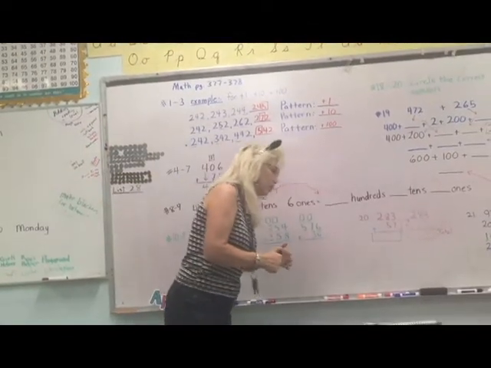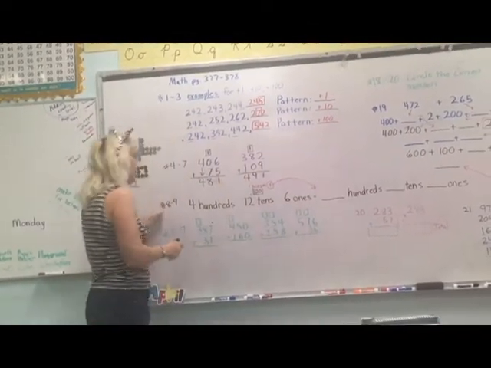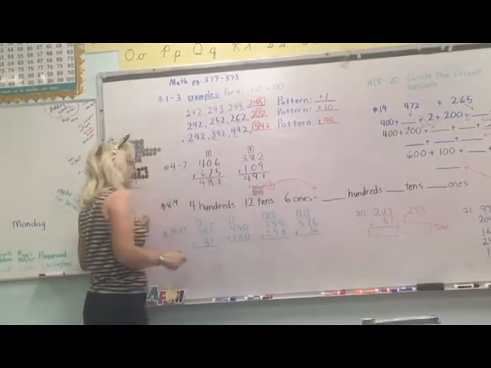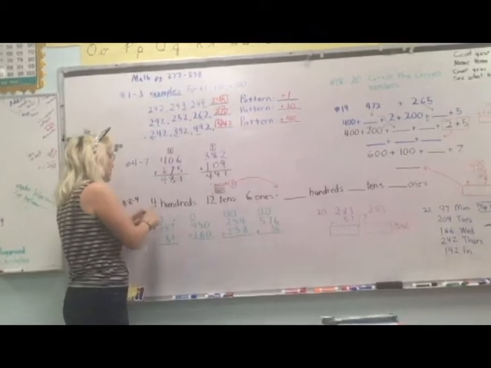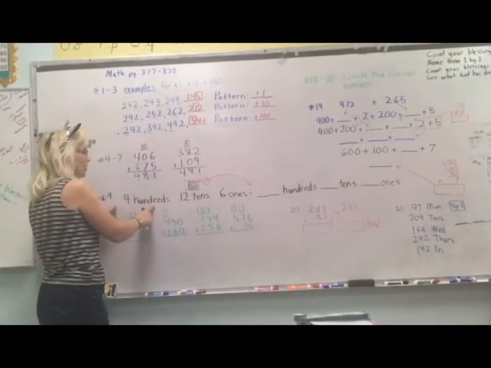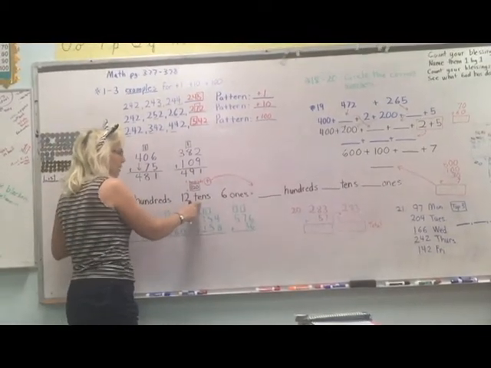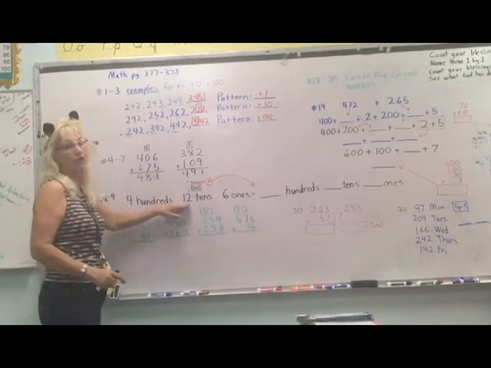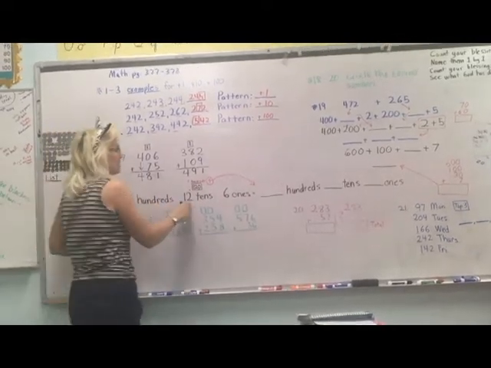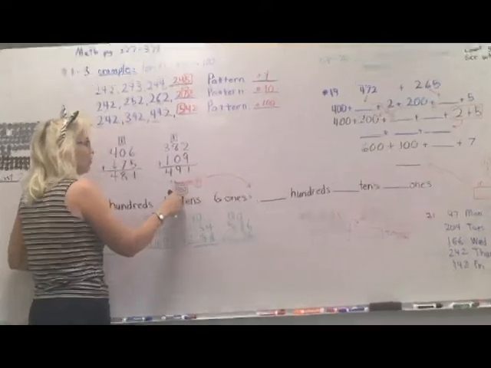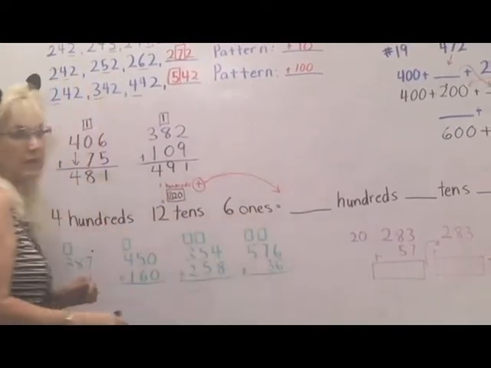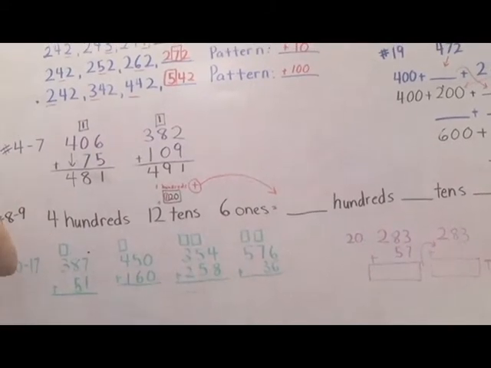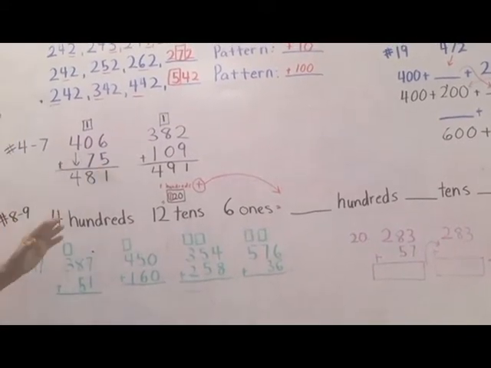Then we're going to talk about regrouping. This is the one in the black, and it's really easy if you're listening. If you're not listening, you can get lost. This is talking about having 4 groups of hundreds and 12 groups of 10. This is not 12, this is 12 groups. Remember, 12 groups of 10 equal 120. So this 1 is equal to 100. And then 6 ones stays the same. As long as it is not 10 ones or above, you do not change it.